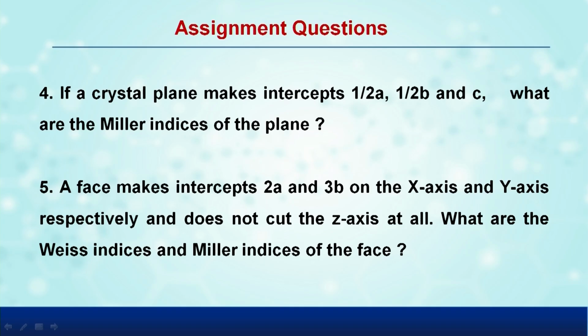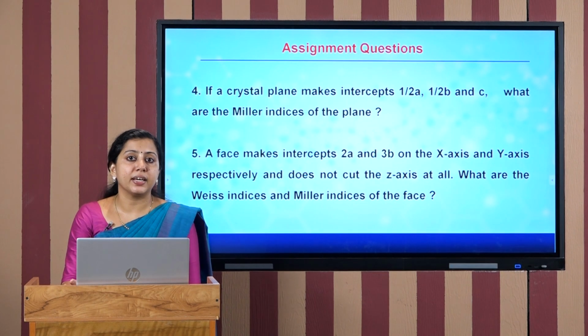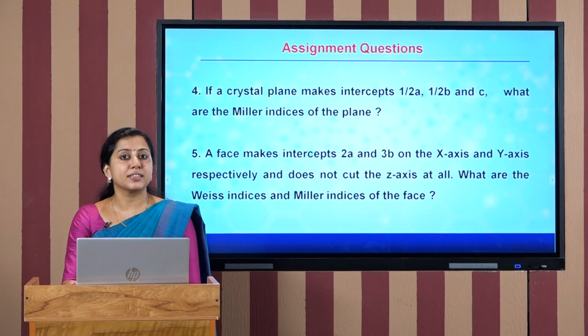And the last question: a face makes intercepts 2a and 3b on the x-axis and y-axis respectively and does not cut the z-axis at all. So, what are the face indices and Miller indices of the face? So, please try to find out the answers to these questions. We will discuss the answers in the next class.